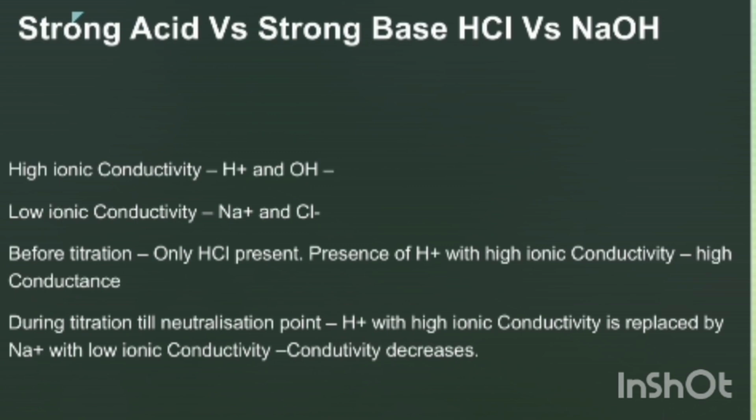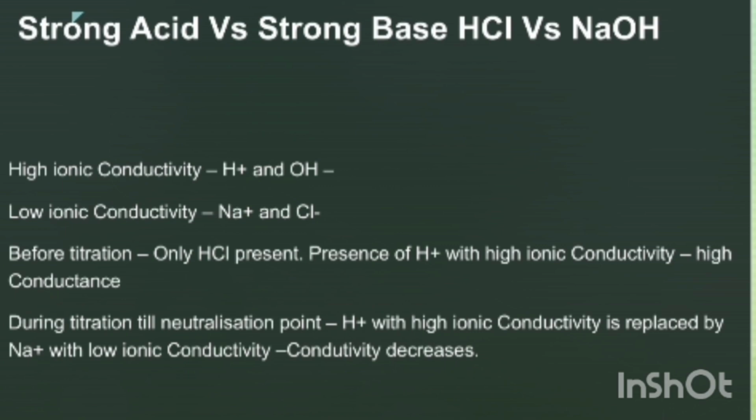Here we take an example of strong acid versus strong base, hydrochloric acid versus sodium hydroxide. Hydrochloric acid is taken as strong acid and sodium hydroxide is taken as strong base. That is, hydrochloric acid and sodium hydroxide both are strong electrolytes, that is, they ionize immediately in solution. So we represent hydrochloric acid as H+ and Cl-, and sodium hydroxide as Na+ and OH-.